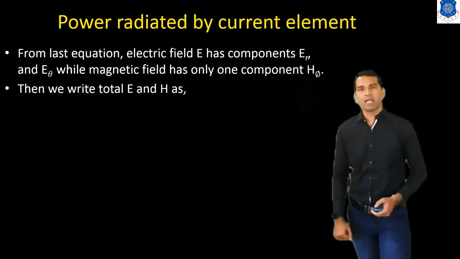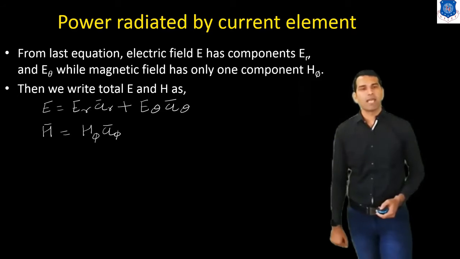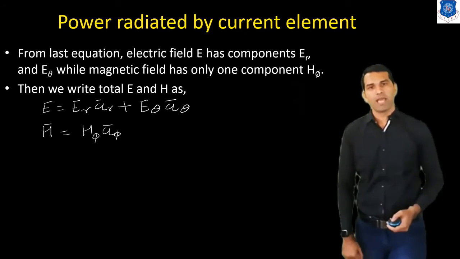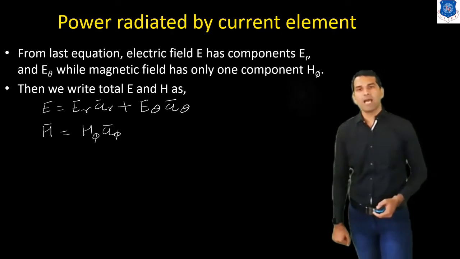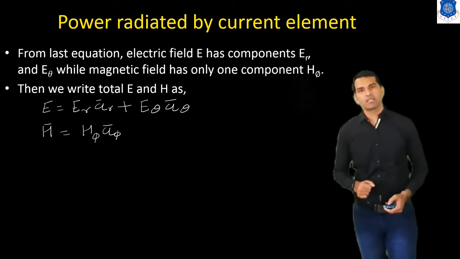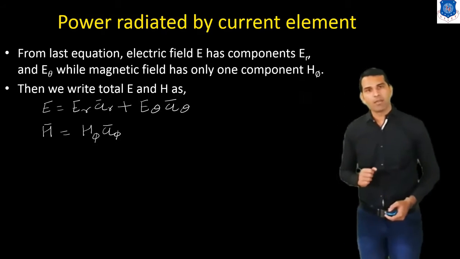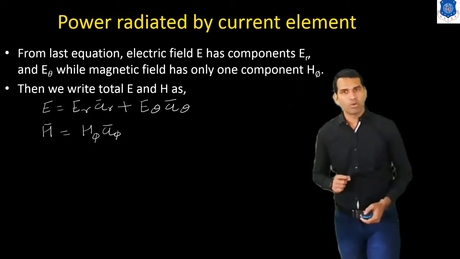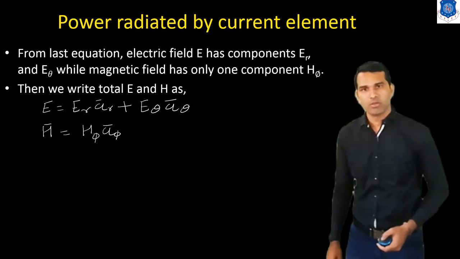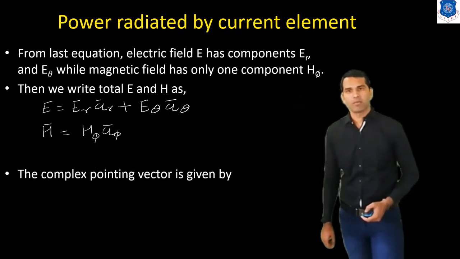Then we write the total electric and magnetic fields as E is equal to E_R a_R plus E theta a theta. And for the magnetic field, we can write H is equal to H phi a phi. Because the electric field has two components, we write E_R and E theta, and the magnetic field has only one component, in the phi direction, so we write H phi a phi.